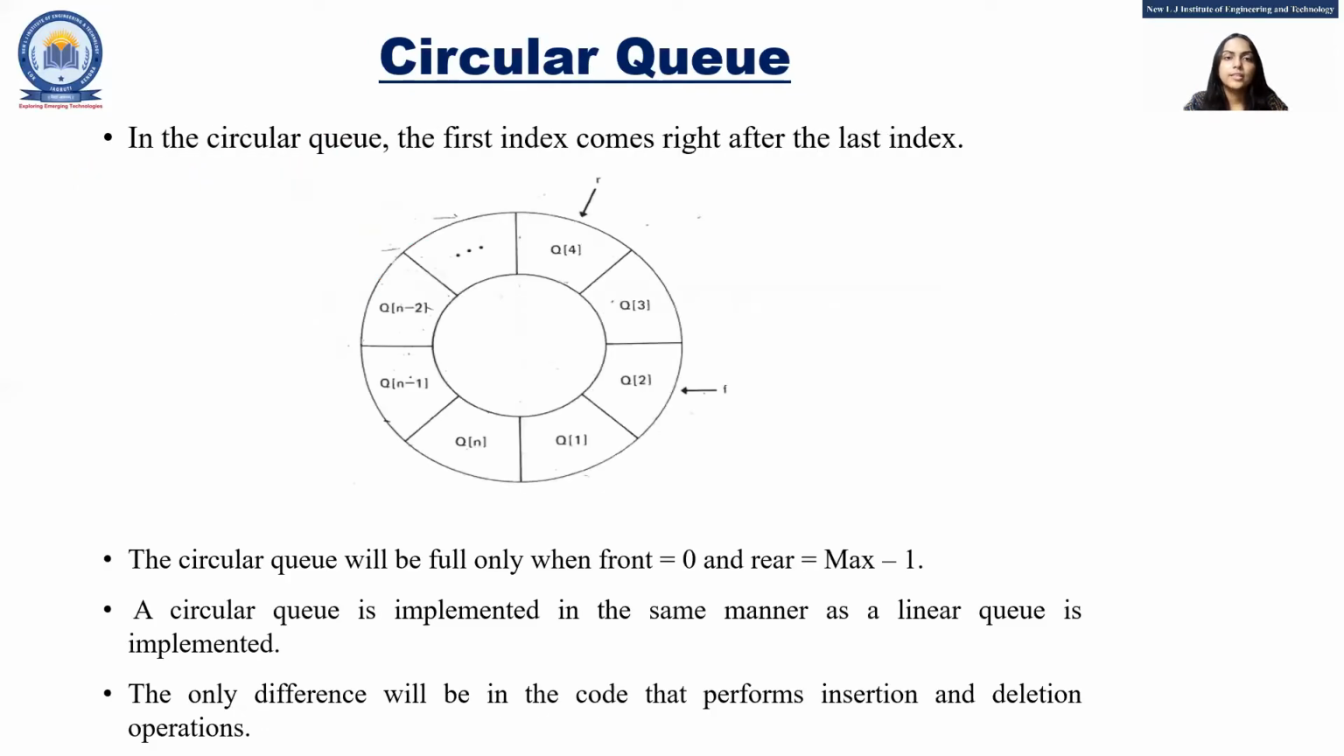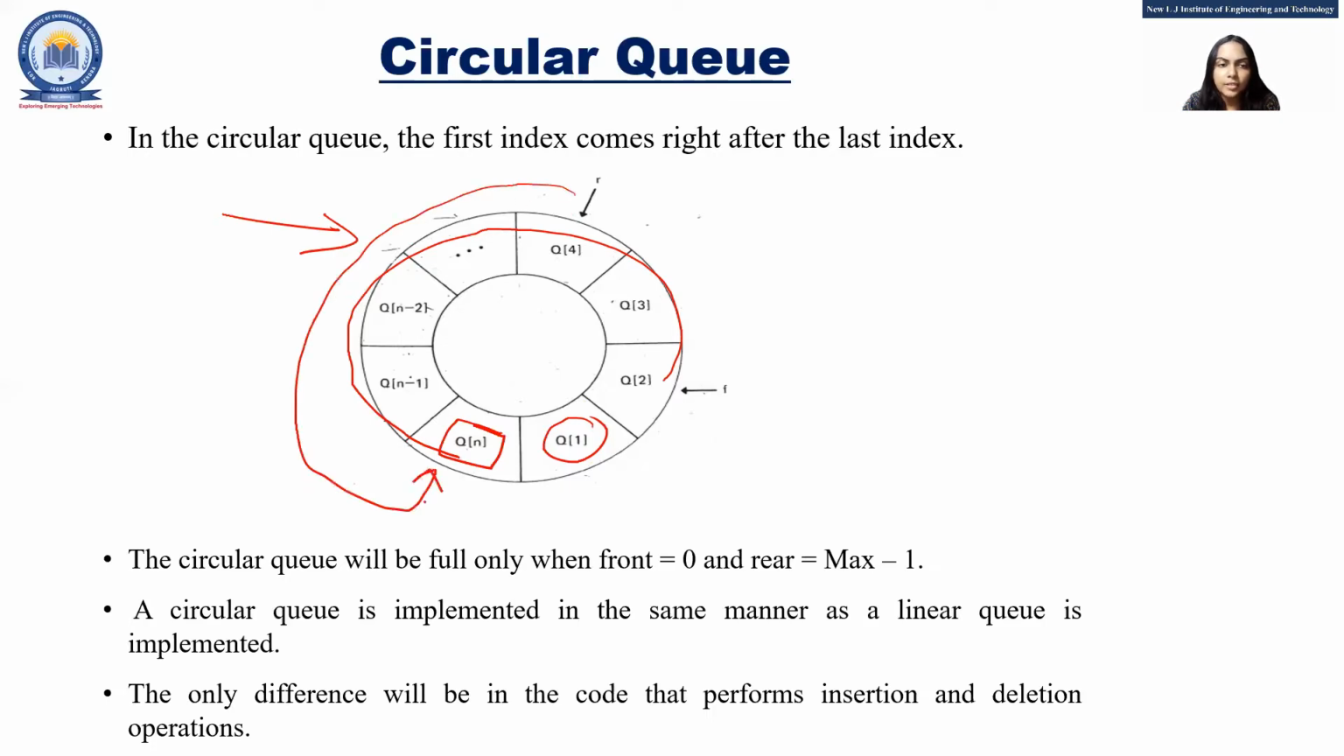Now, students, this is one kind of visualization of a circular queue. In a circular queue, the first index comes right after the last index. If you can see here, the queue starts from 1, 2, 3, 4, 5, and it goes till Q of n. For example, if this queue is getting filled, after the rear reaches the last element, the next element is again pointing towards the first one, right?